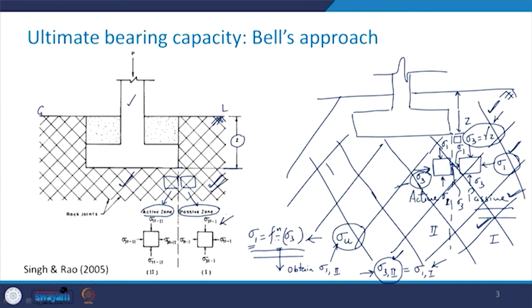In the passive zone, we know what sigma 3 is. Say in this case it is gamma z. We can find out sigma 1 of this zone. Now, sigma 3 of the active zone becomes equal to sigma 1 of the passive zone, and using this relationship between sigma 1 and sigma 3, we can find out sigma 1 in the active zone, and that is what is going to give me the ultimate bearing capacity of this strip footing.